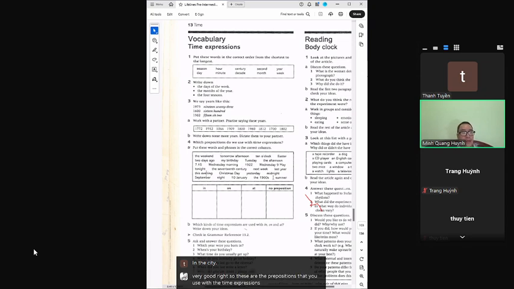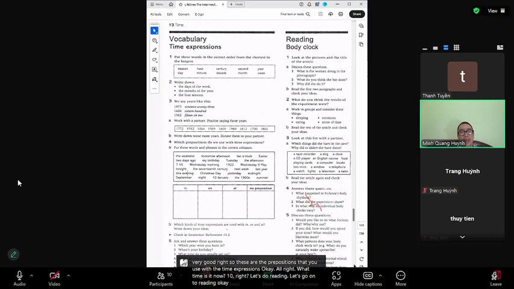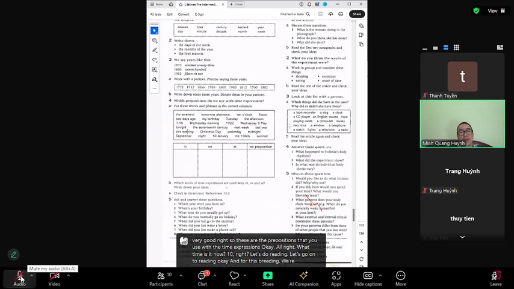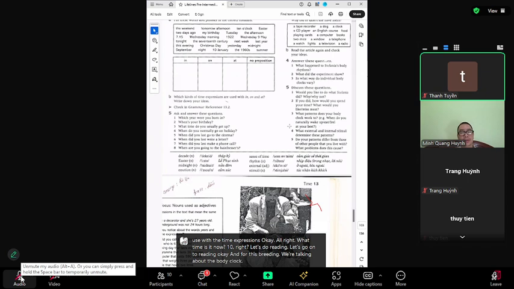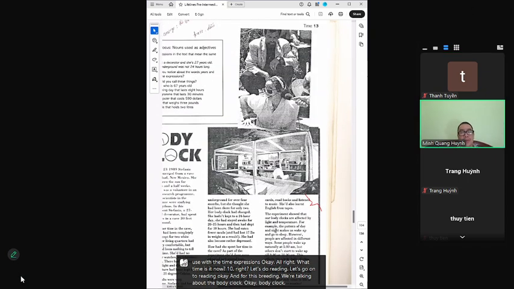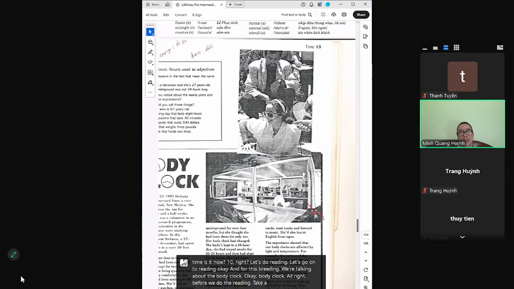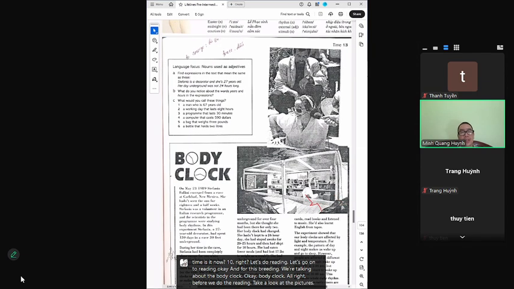All right. What time is it now? 10. Right. Let's go on to reading. Okay. And for this reading, we're talking about the body clock. All right. Before we do the reading, take a look at the pictures on page 107. Okay. Look at the first picture.